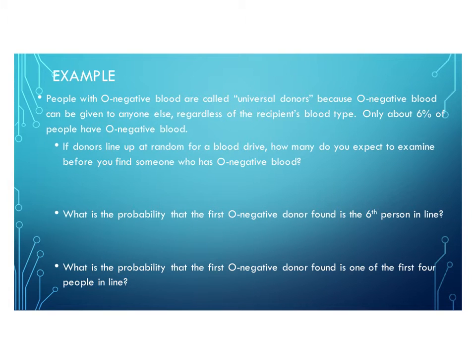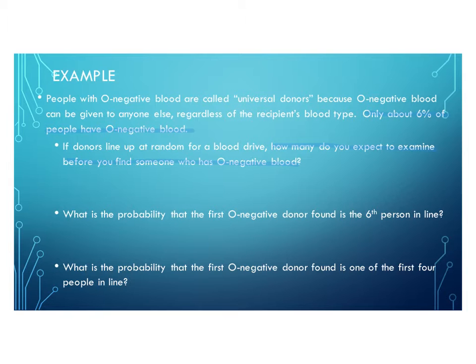This time we have people with O negative blood type are called universal donors because O negative can be given to anyone else regardless of the recipient's blood. Only about 6% of people have O negative blood. If donors line up at random for a blood drive, how many do you expect to examine before you find someone who has O negative blood type?